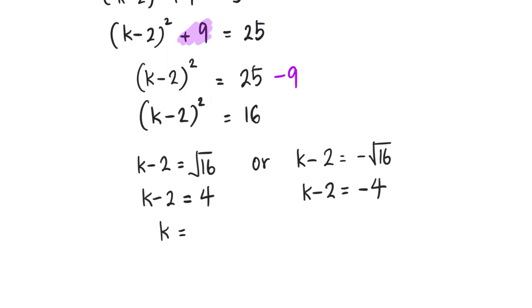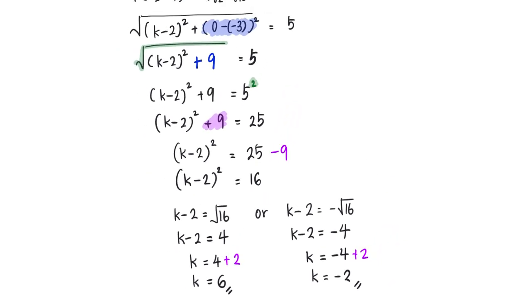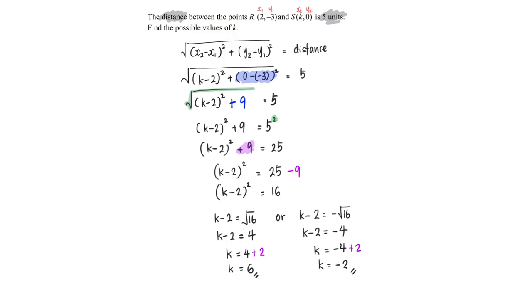So we have found our 2 possible answers for k. K is either equals to 6 or k is equals to negative 2. Alright, with that we have come to the end of solving for this particular question, and let's continue to the next question.